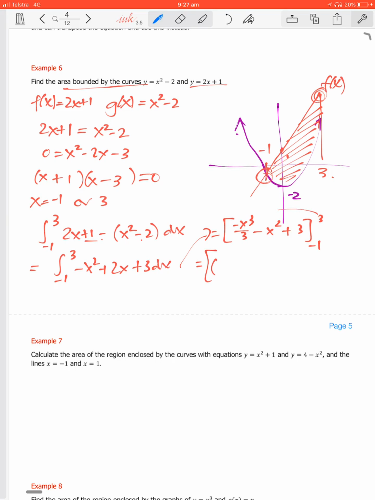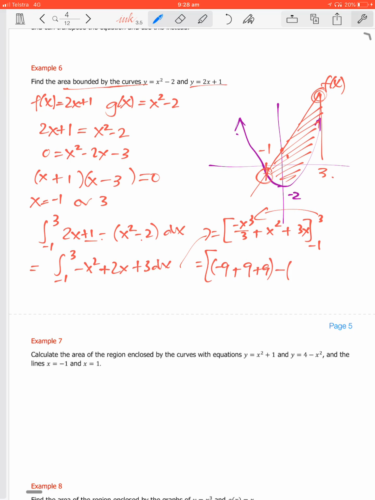If we put 3 into that, you get -27 on 3, which is -9, minus 9. Should that be a minus or a plus? That's a plus, so that'll be +9, because when I integrate that, I get plus. Oh, when I integrated that, I forgot my x. 3x, so I get +9. So I get -9 plus 9 plus 9.